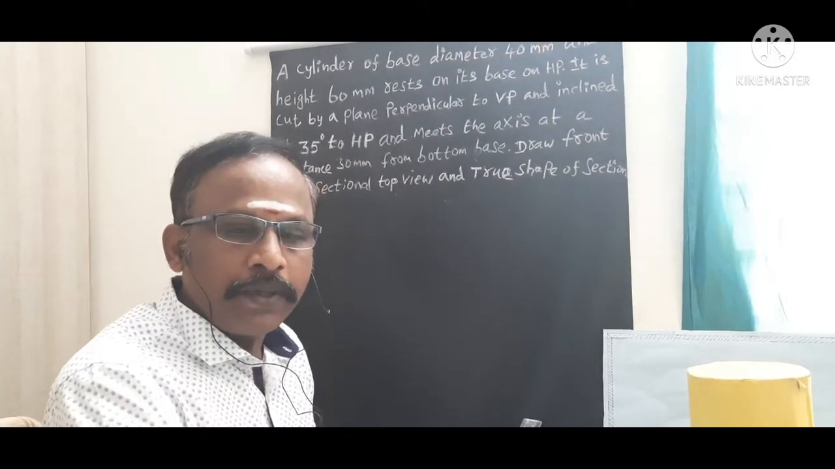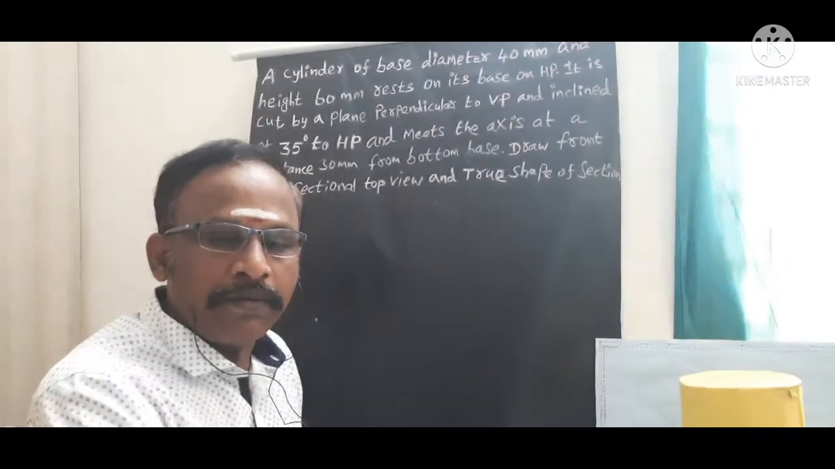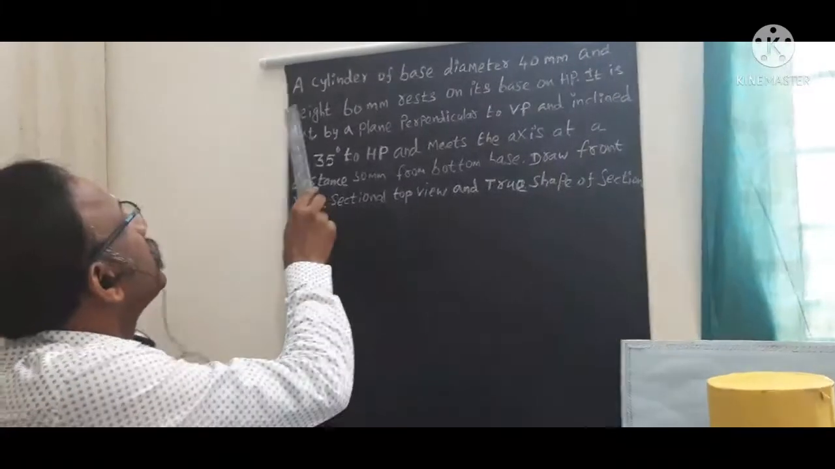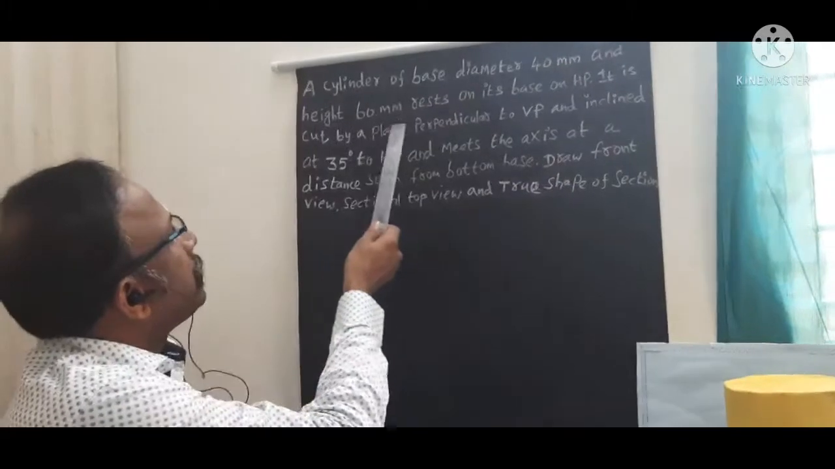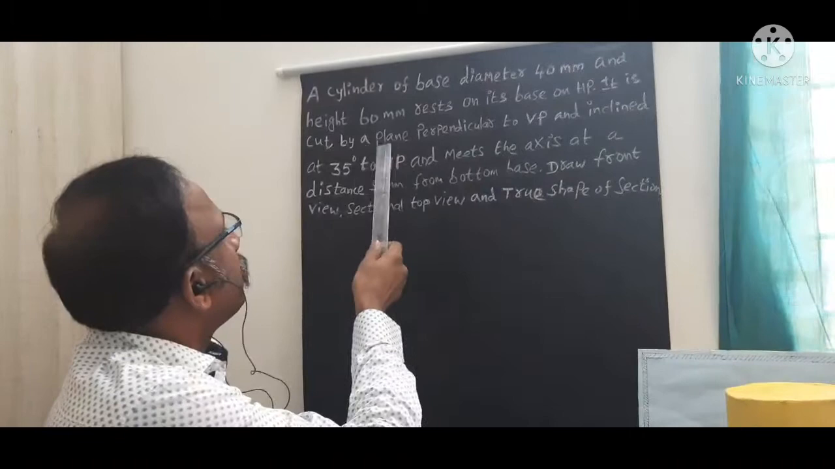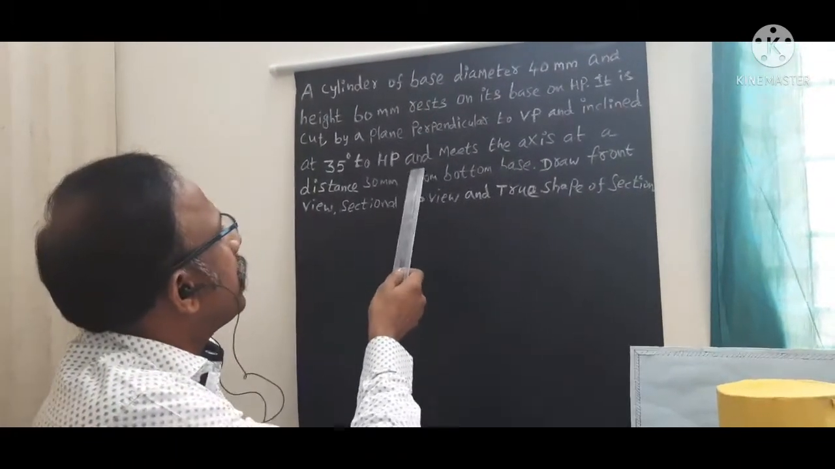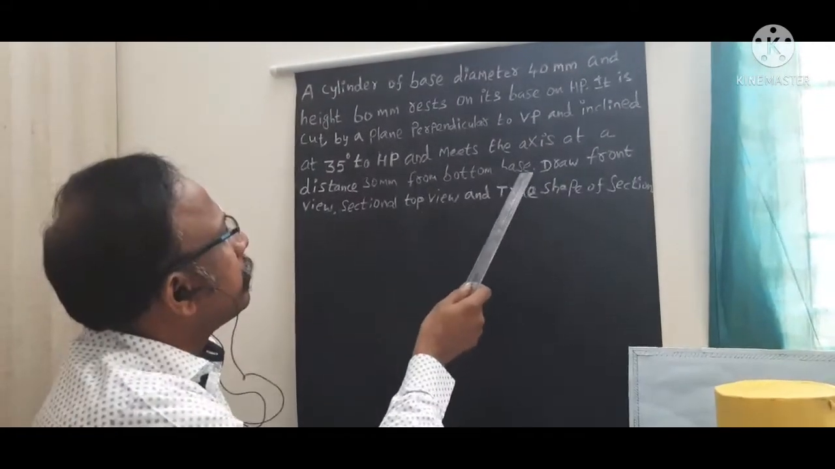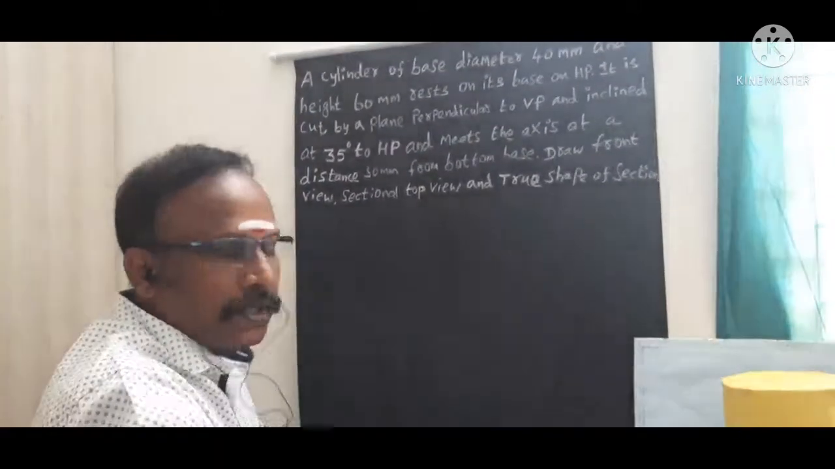Engineering drawing course. Today we are going to solve one problem in sections of cylinder. The given problem is a cylinder of base diameter 40 mm and height 60 mm resting on its base on HP. It is cut by a plane perpendicular to VP and inclined at 35 degrees to HP and meets the axis at a distance of 30 mm from the bottom base. Draw the front view, sectional top view and true shape of the section.